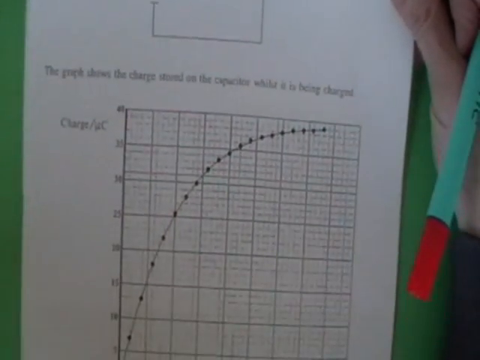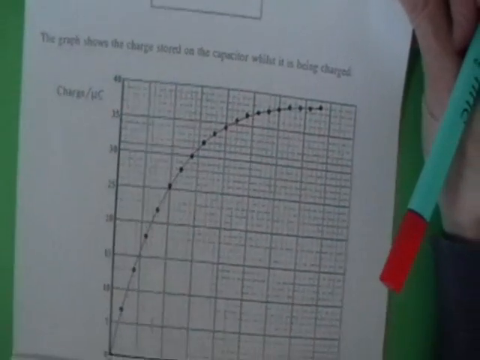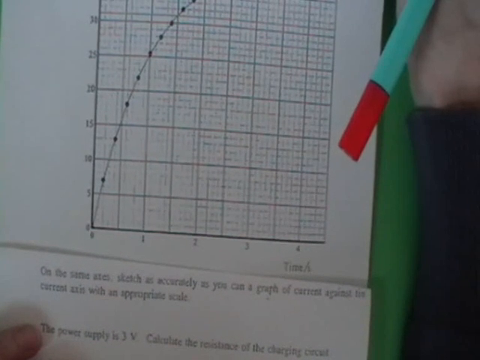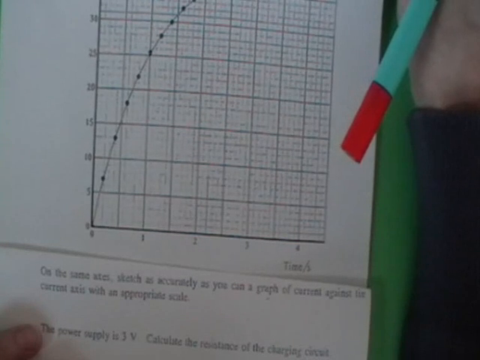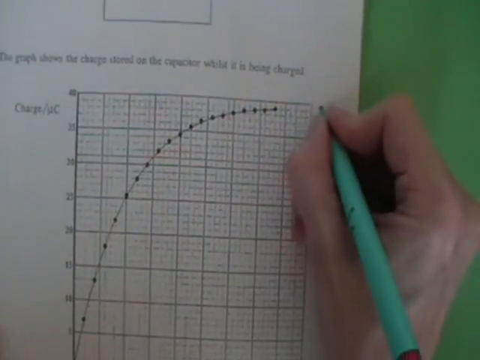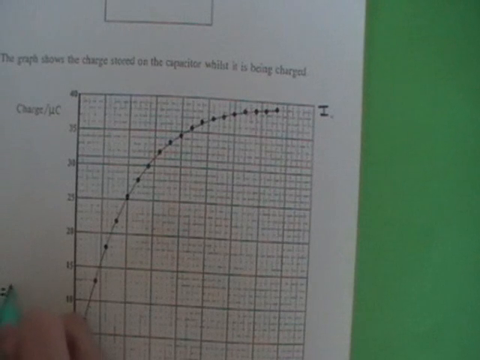Now, the next bit of the question says, on the same axis, sketch as accurately as you can a graph of current versus time, current against time. Label the current axis with an appropriate scale. So we're going to have a current axis, so we'll put the current axis over on that right hand side here. Now, we know that Q is equal to IT. We've got Q versus T, therefore I is Q over T.